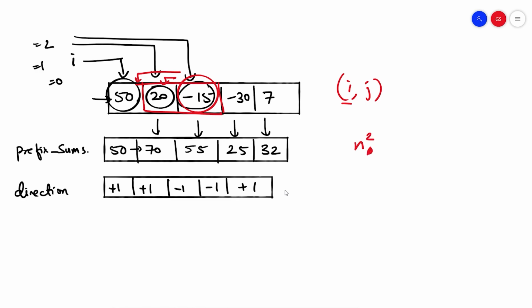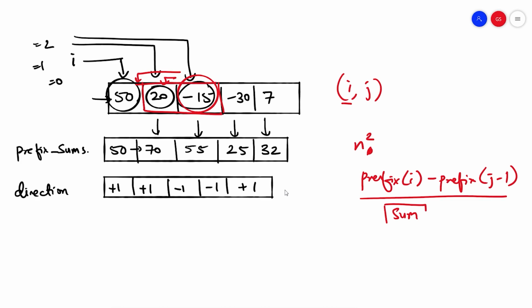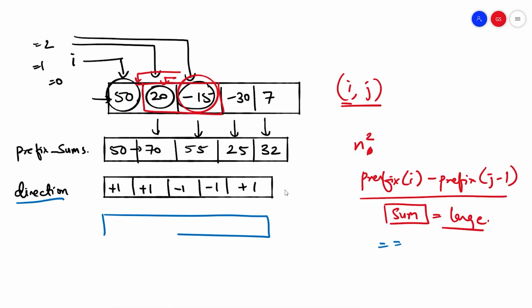For each subarray, we take the prefix sum up to I and subtract the prefix sum up to j minus 1. This gives us the sum of the subarray that we are dealing with, and if that sum is large, then we are happy. But because of the additional constraint that the number of lefts and rights in the subarray should be equal, we also take a prefix for the directions.